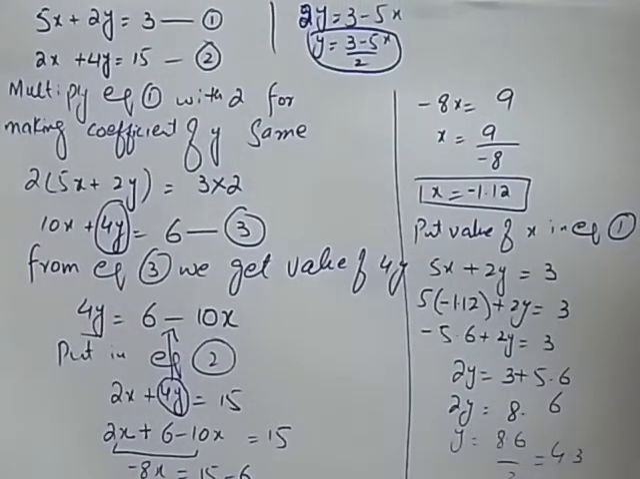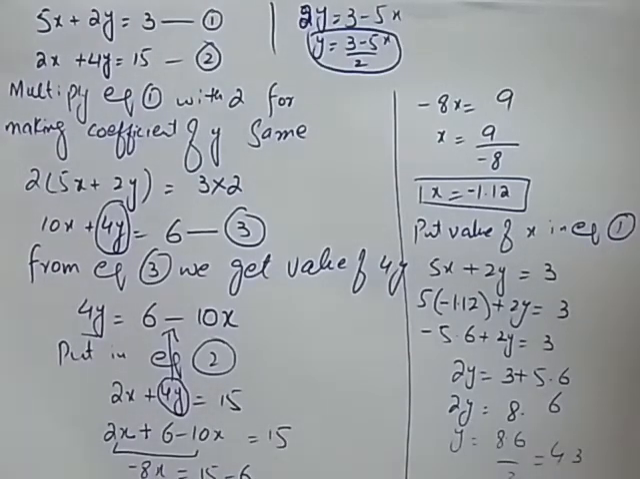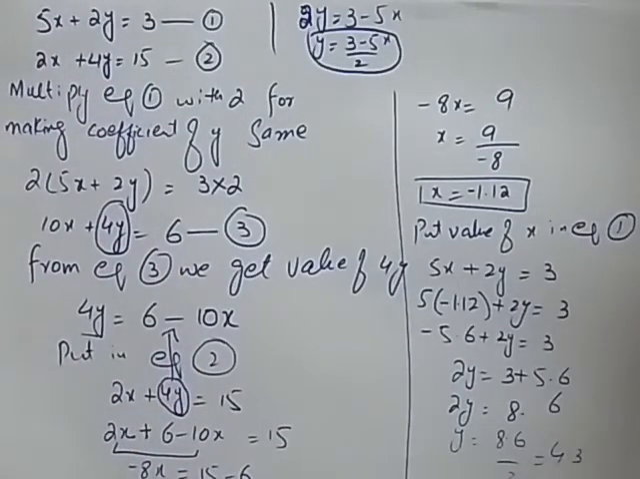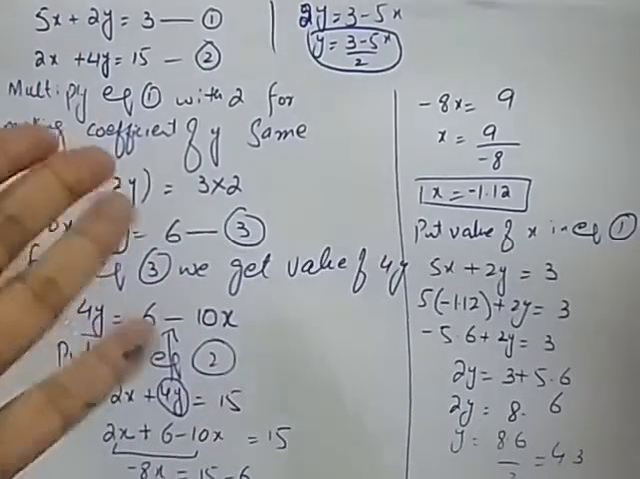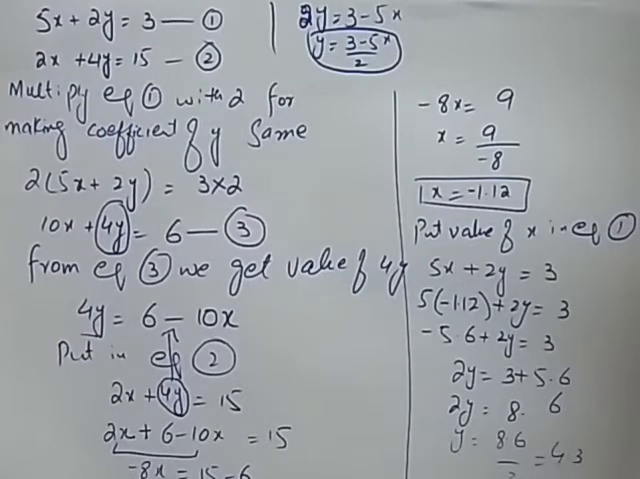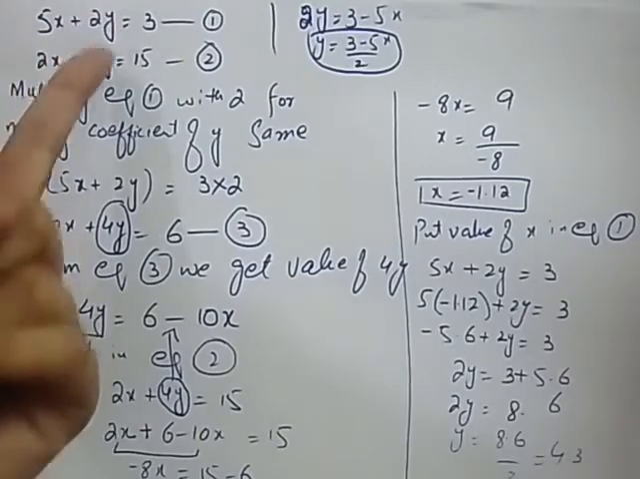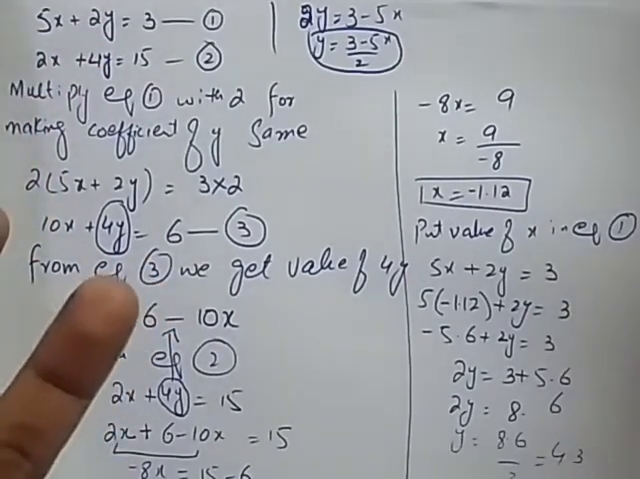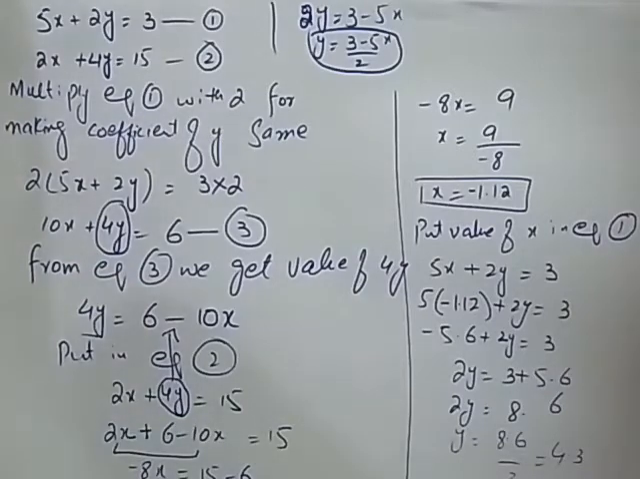Okay, so students, remember, I am going to repeat the question. If the variables are the same but their coefficients are not the same, first of all you have to make the coefficients the same. So if they are not the same, first of all you have to make one of the equations the same.